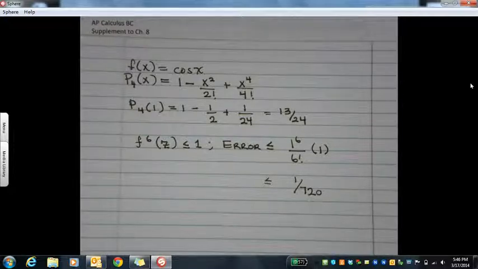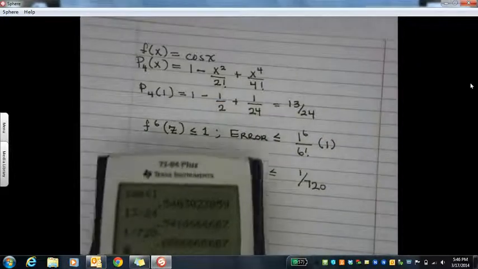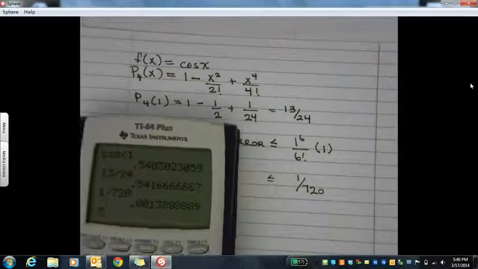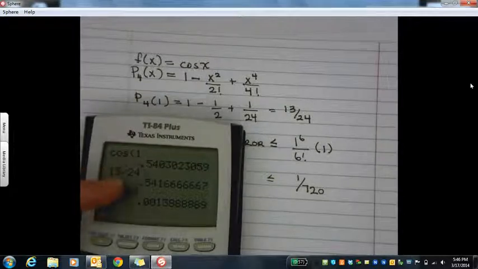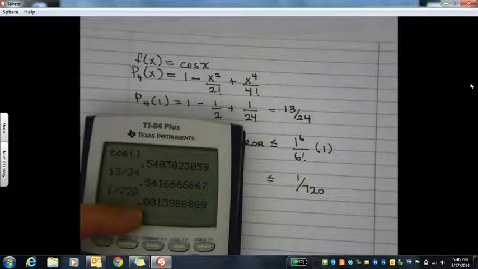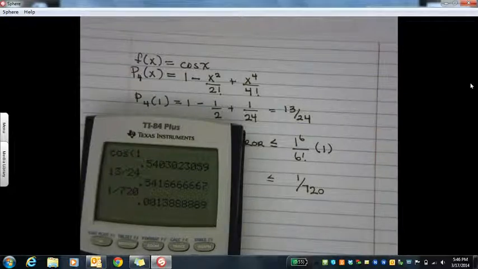Yay! Okay, let me show you real quick. The cosine of 1 was 0.54. My approximation was 13 over 24, which is 0.5416. And so my error, I'm showing that I'm within 1/1000th of that, and I am, right? If I look at the difference between those, I'm within that value of what it really is and what I approximated with 3 lousy terms.